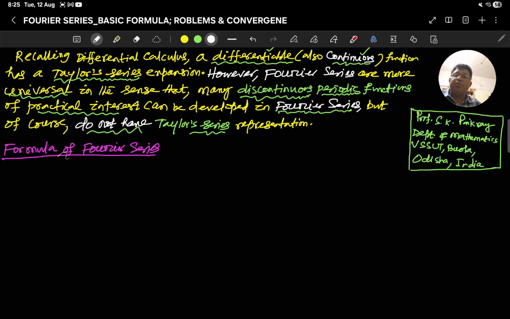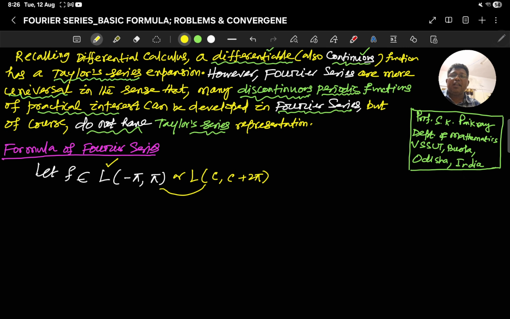So let me write the formula for the Fourier series. Let f belong to L(-π, π). Here L stands for the Lebesgue integral. The function is integrable in the interval (-π, π), or it may be written as L(c, c+2π). If I put c equal to -π, then it can be generated. So it is a general one.